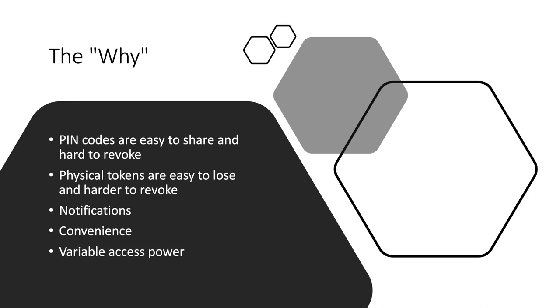GateGuard can differentiate different users from each other in the system, which means that adding and revoking passes is much easier and more secure. Some of the features of our app are notifications for every time a pass is used, and you'll get notifications if a pass is about to expire. For convenience, you can use it as a web app version, you can use it on your phone, and you have variable access power.